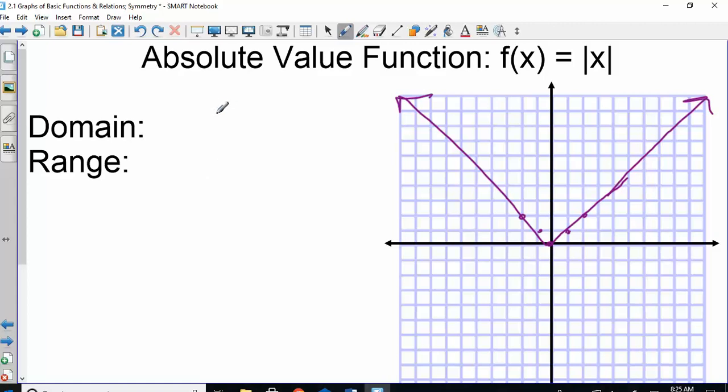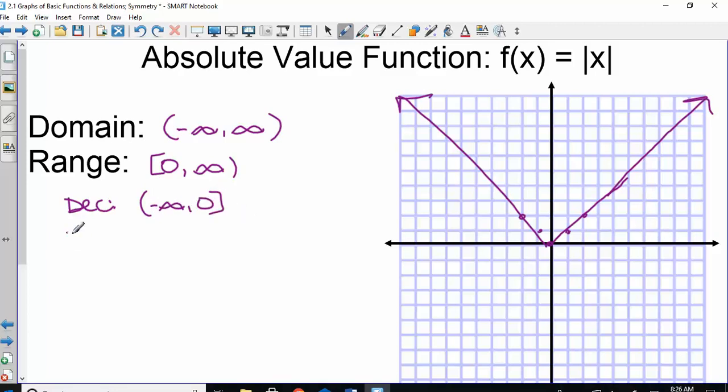Domain, left to right. Okay, range, the y, so starting at the bottom, the first thing we hit is 0. We touch it so it gets a bracket, comma, positive infinity. Increasing, decreasing, constant. What does this start out doing? Decreasing from negative infinity to 0, and 0 can have parentheses or bracket, it doesn't matter. And then after 0, increasing.